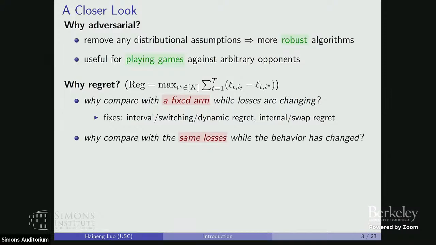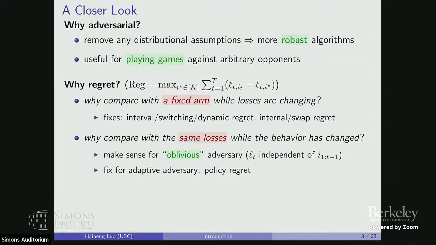The second question is, why do we still compare with the same L_t sequence while the behavior has changed? We're asking ourselves, in retrospect, what would I have suffered if I kept picking I star? But if you are against an adaptive adversary, maybe L_t has also changed. That's also a valid concern. But first of all, notice that this notion at least makes sense for something called an oblivious adversary, an adversary that designs L_t independent of your past selected arms. The adversary can still look at your algorithm and design L_t in some arbitrary way, just not dependent on your past actions. In this case L_t is fixed no matter what I pick.